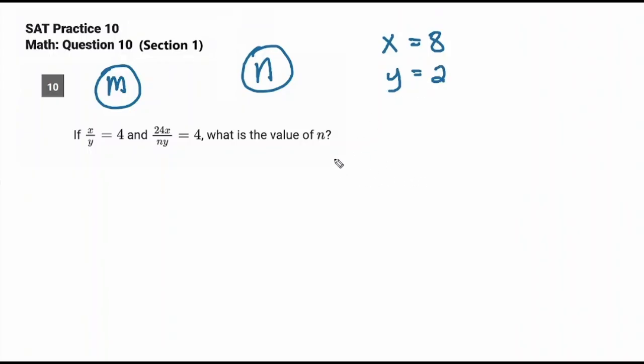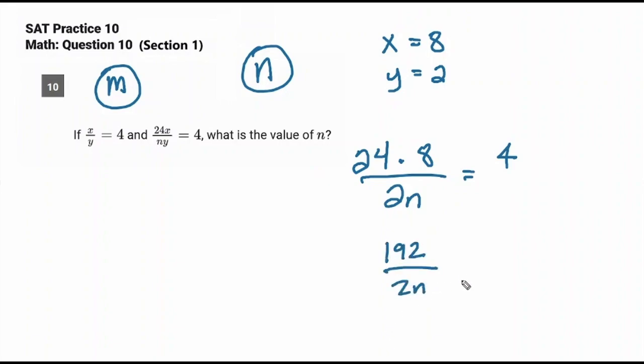All right, so now we know what everything is, basically, except n. 24 times what? X is 8 over n times y, so that's 2n equals 4. All right, so I got to do 24 times 8 in my calculator. And I get 192 over 2n. At this point, I'm going to put 4 over 1, so I can see that I could cross multiply. I'm going to do it over here. I'm going to get 2n times 4, that's 8n equals 192.